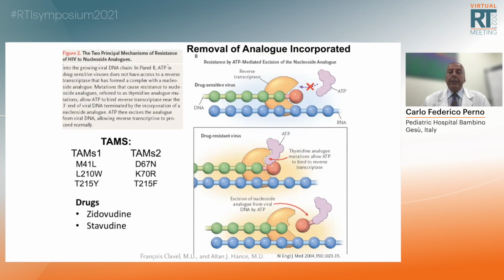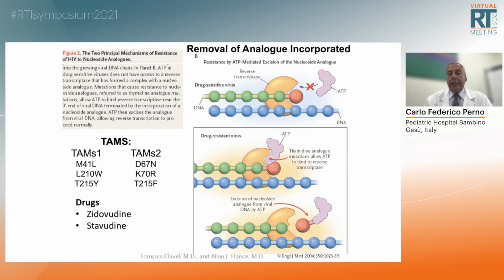The reverse transcriptase is joined by, for example, the AZT triphosphate. However, thanks to the consumption of an ATP molecule, it is possible to excise the incorporated nucleoside analog, as you see below, so that it is removed and the reverse transcriptase starts again its normal job. So you see in the previous slide and in this slide two different mechanisms by which the virus defends itself against the nucleoside analogs.